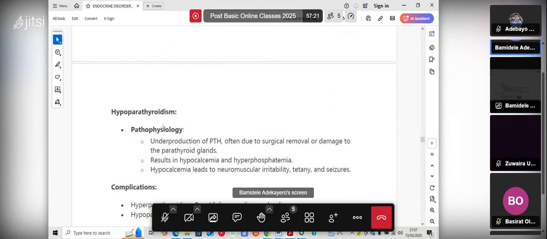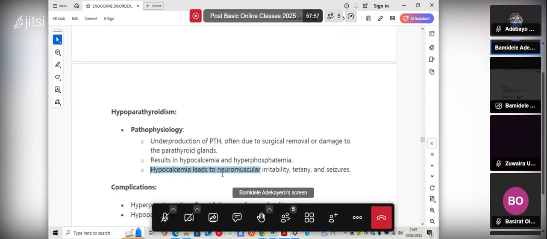Whereas the opposite happens in hypoparathyroidism, when there's a very low amount of parathyroid hormone produced. It will cause hypocalcemia, because not much is happening in the bone, and hyperphosphatemia. Just to remind you, calcium and phosphate are inversely proportional, which means when there are low calcium levels, it will cause high phosphate levels. And when there are high calcium levels, it will cause low phosphate levels.